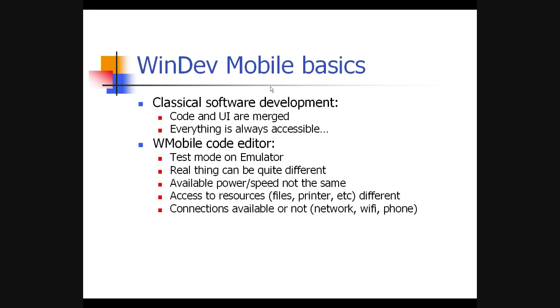So the connection will be available or not, the network, Wi-Fi, phone, all that. Is it on? Is it available? Is it a functionality that is working on this particular device? And can you test that on the emulator? Well, obviously the emulator will not be able to connect to the phone network. So there are things that you will just not be able to test on the emulator. So all that are making for a more difficult development cycle.